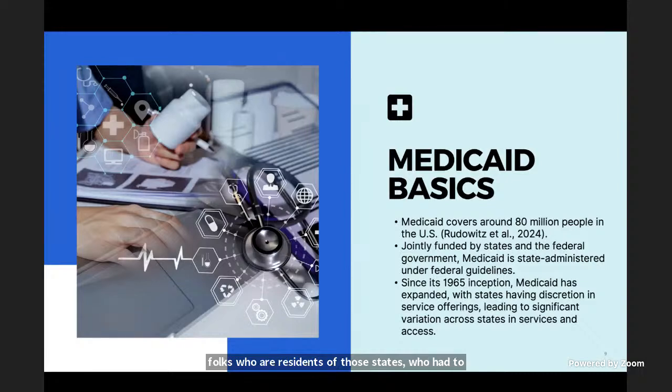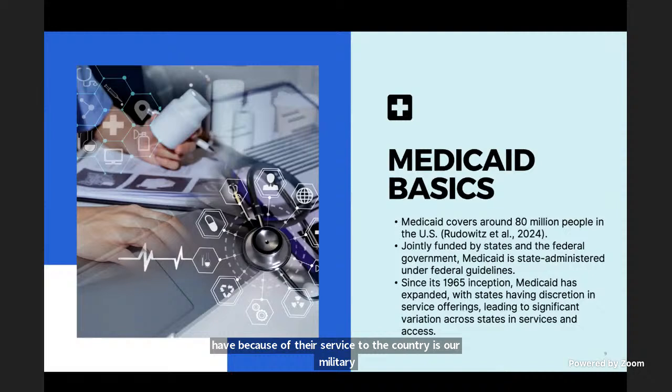Because of that, Medicaid really did not lend itself to populations who were highly mobile. And of course, we know that one of the most mobile populations that we have, because of their service to the country, is our military community. So Medicaid has at times created walls or barriers to participation based upon residency requirements.